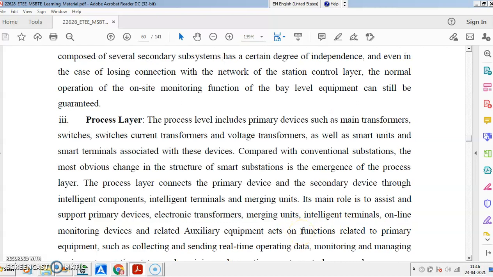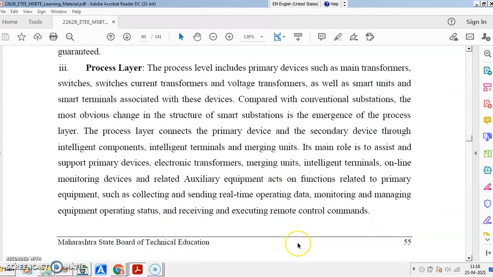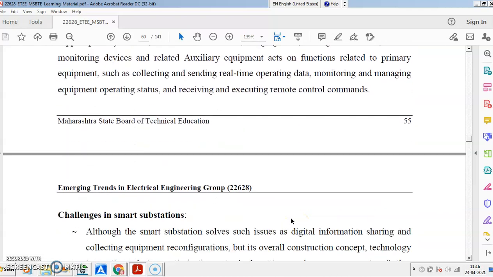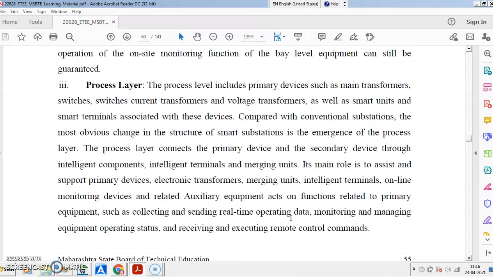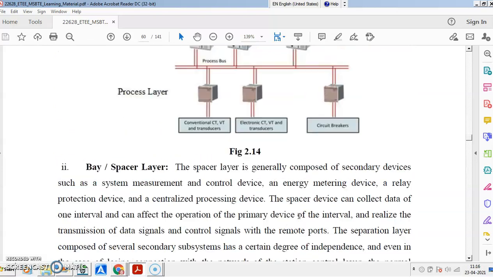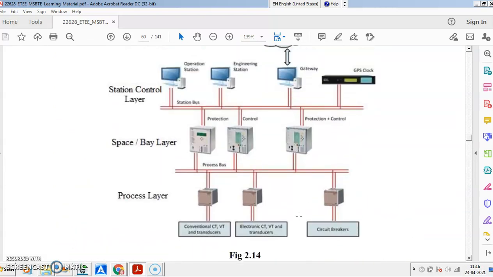So electronic transformers, merging units, intelligent terminals, online monitoring devices are auxiliary equipment which act on functions related to the primary equipment, such as collecting and sending real-time operation data, monitoring and managing the equipment operation status, receiving and executing remote control commands, and so on. So this is the third layer, the process layer. Any doubt regarding this?